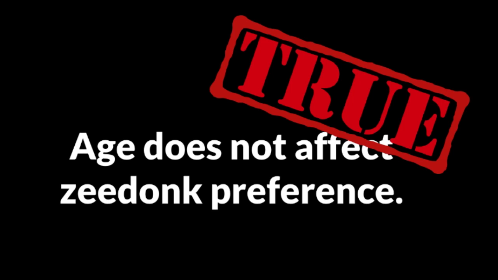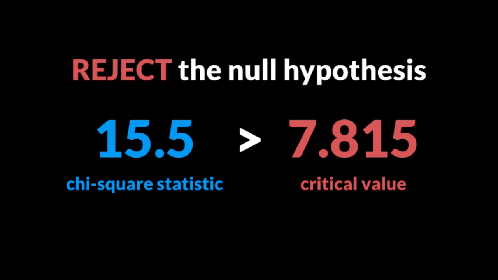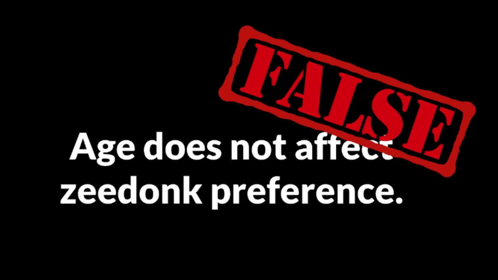So how old you are, whether you like z-donks, those two things are not related. Now suppose we had a big chi-square statistic, like 15.5. In that case, the chi-square statistic would be a lot bigger than the critical value. Therefore, we would have to reject the null hypothesis. So remember, our null hypothesis was age does not affect z-donk preference. We would have to say that's false. Age does affect z-donk preference, and whether you like z-donks depends on how old you are.